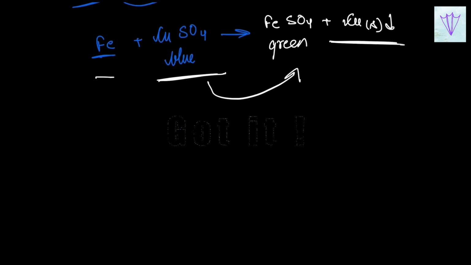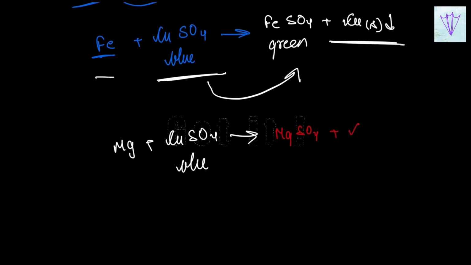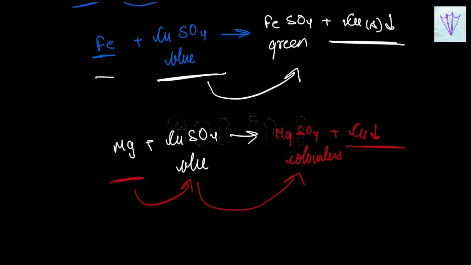The next reaction is Mg plus CuSO4, which is blue in color, forming MgSO4 plus Cu. MgSO4 is colorless. On adding magnesium to the blue copper sulfate solution, the blue color fades as colorless magnesium sulfate is formed and brown bits of copper metal form as a precipitate. All these metals and their metal salts follow the trend of the reactivity series.